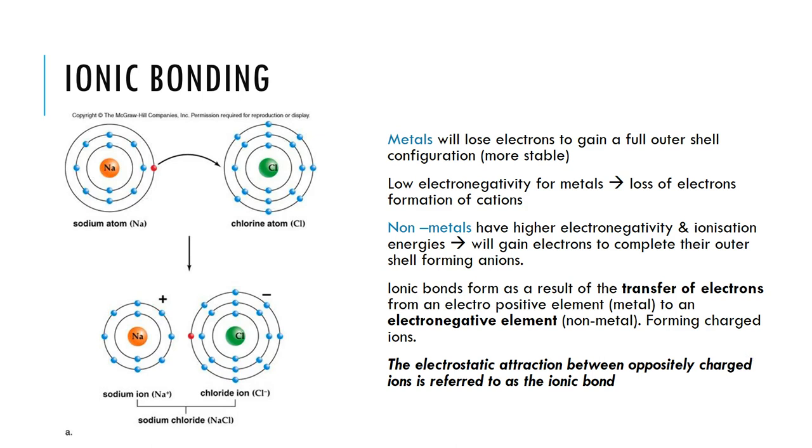Let's have a look at how they form. Hopefully you've seen these types of diagrams before. This is using our standard Bohr shell notation. Okay, so not our subshell, but our Bohr shell notation, where we just draw the shells and the electrons that are in them. So here we have sodium, and remember that sodium has 11 protons, so in a neutral atom we'll have 11 electrons.